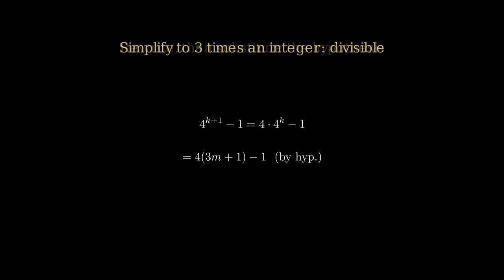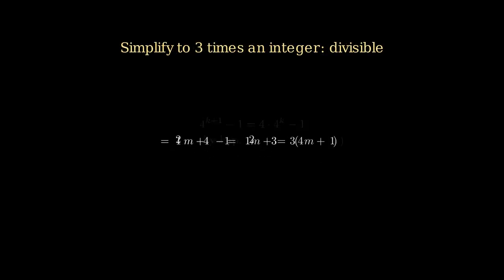This gives 4 × (3m + 1) − 1 = 12m + 4 − 1 = 12m + 3 = 3 × (4m + 1). Since this is exactly 3 times an integer, it's divisible by 3 and the proof is complete.